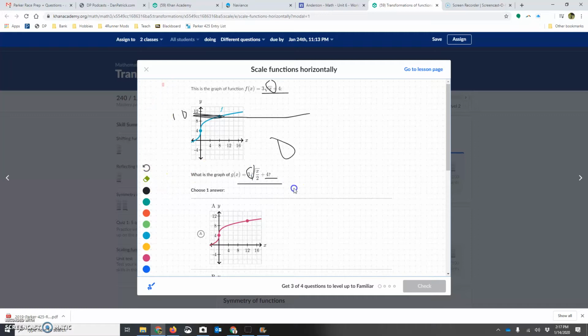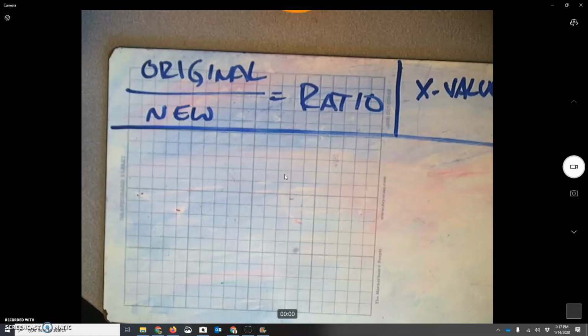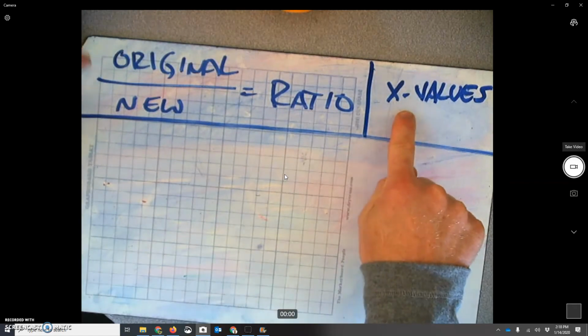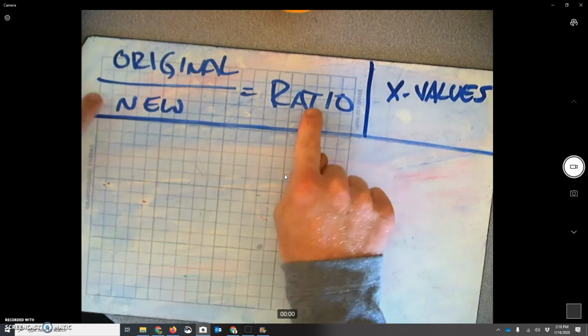Let me erase all this, get the cluster away. Okay, so I have a little cheat sheet over here. Actually, erase part of it. All right, so we have our original graph, the value for the original graph. That's the x values, okay? It's always x values, over the new x values, is equal to our ratio.